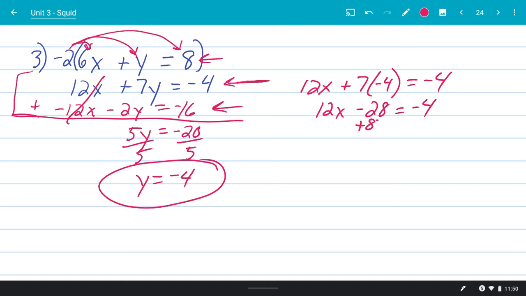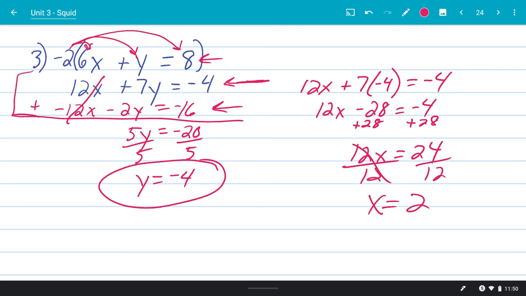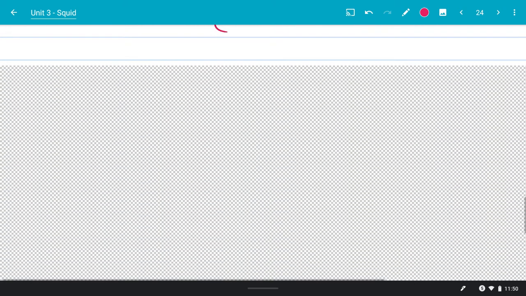I'm going to add 28 to both sides. Oops, ugly. So plus 28, plus 28. So 12x equals 24. Divide by 12. X equals 2. So my solution is 2, negative 4. In this case, I had to manipulate one of the equations in order to get something to cancel. And that's acceptable. Causes a little bit more work, but no big deal.